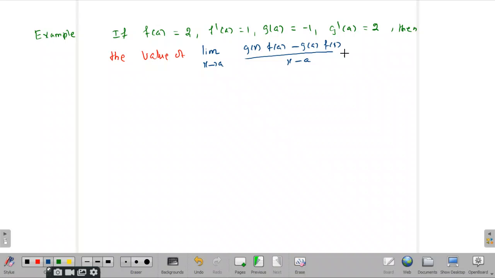So, dear student, look at the question. F of a, f dash of a, g of a, g dash of a, some data is given. If you come across this kind of data in a limit problem, immediately you should think of L'Hopital rule. L'Hopital rule alone is applicable to get the answer quickly. So we are going to apply L'Hopital rule.